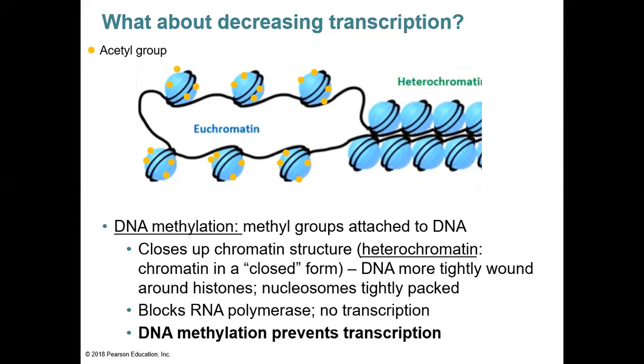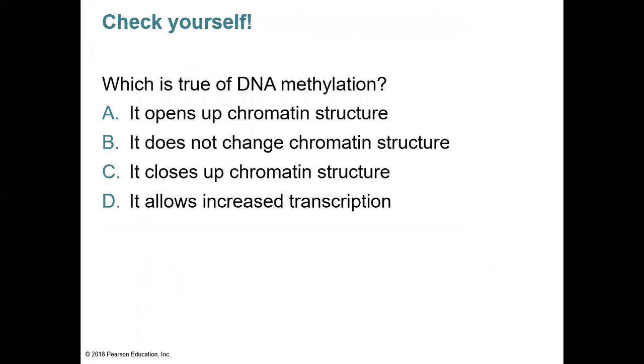So let's add some methyl groups to this DNA over here. The methyl groups will be red. And notice we're adding it to the DNA, not to the histones, just to the DNA. There we go. DNA methylation prevents transcription, and histone acetylation promotes transcription. All right, do this check yourself question.